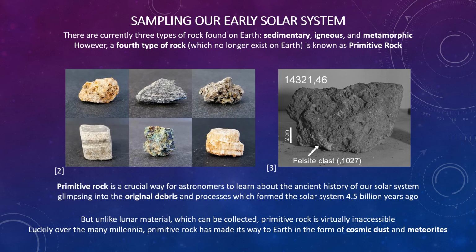And unlike lunar material, which can be collected, primitive rock is virtually inaccessible. But over many millennia, some primitive rock has made its way to Earth in the form of cosmic dust, which is always raining down on our planet, and meteorites, which are a little bit more sparsely raining down, but happen quite often on the grand scale of things.